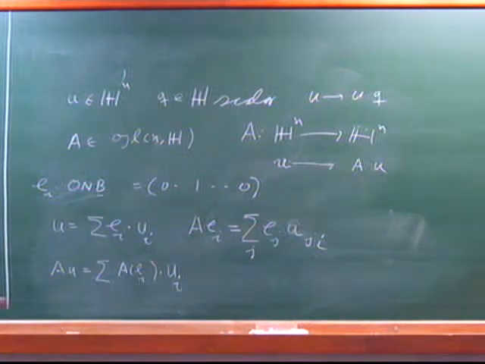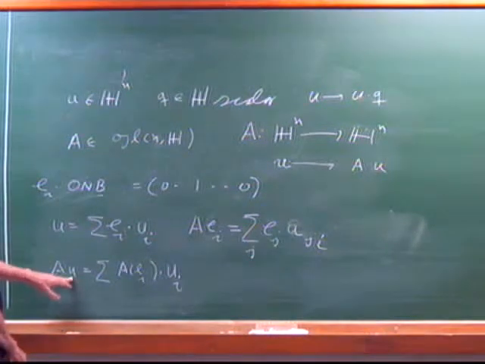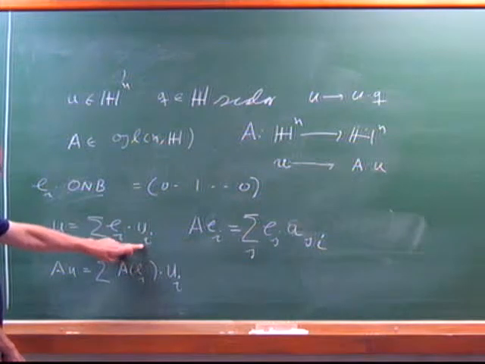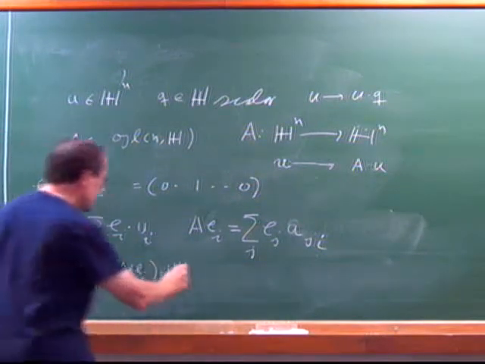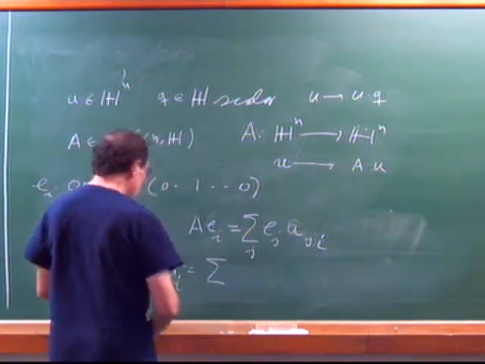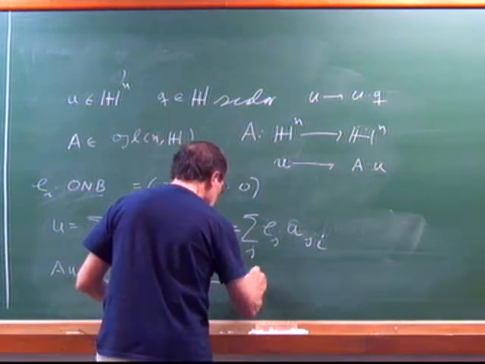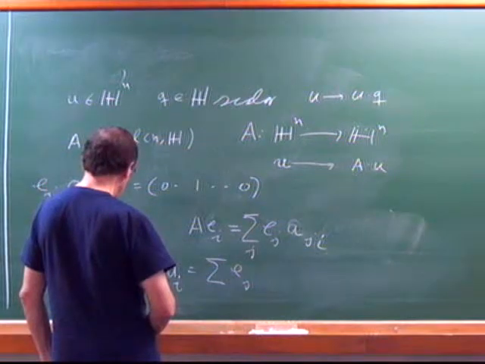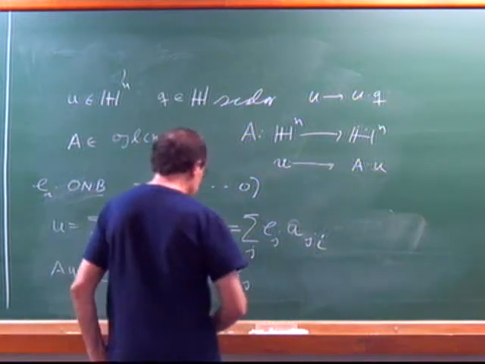So what's Au? u is a sum, so Au is A e_i u_i. But here the scalar is pulled out on the right. A e_i is then summation e_j a_ji, sorry, a_ij.